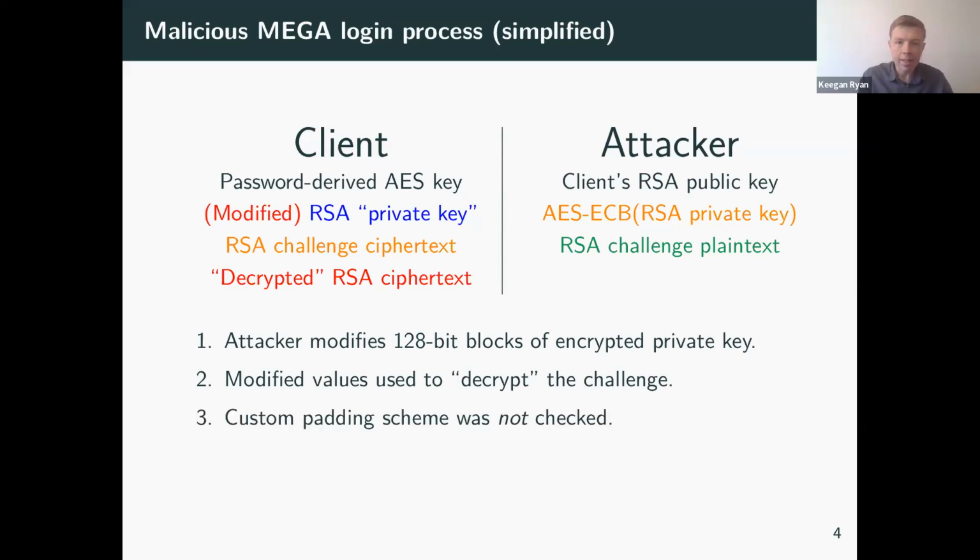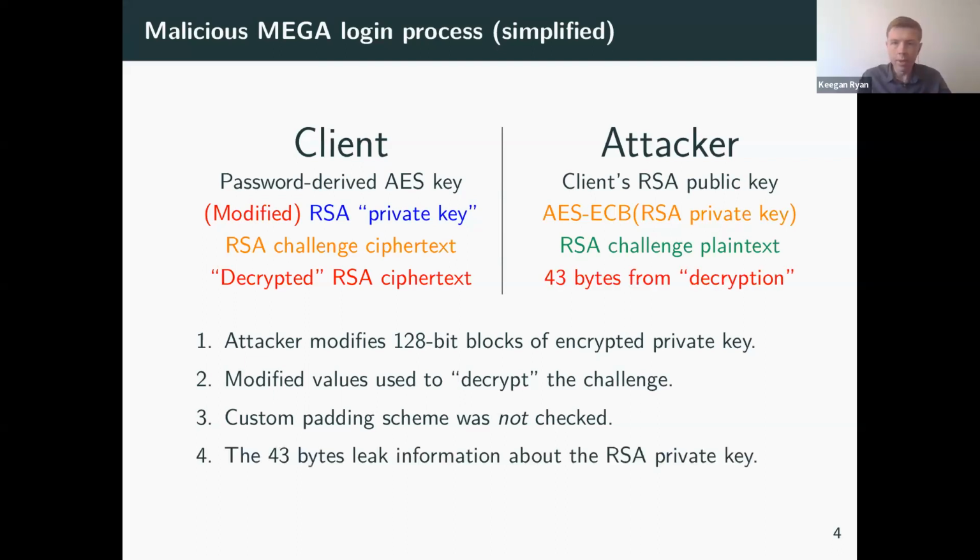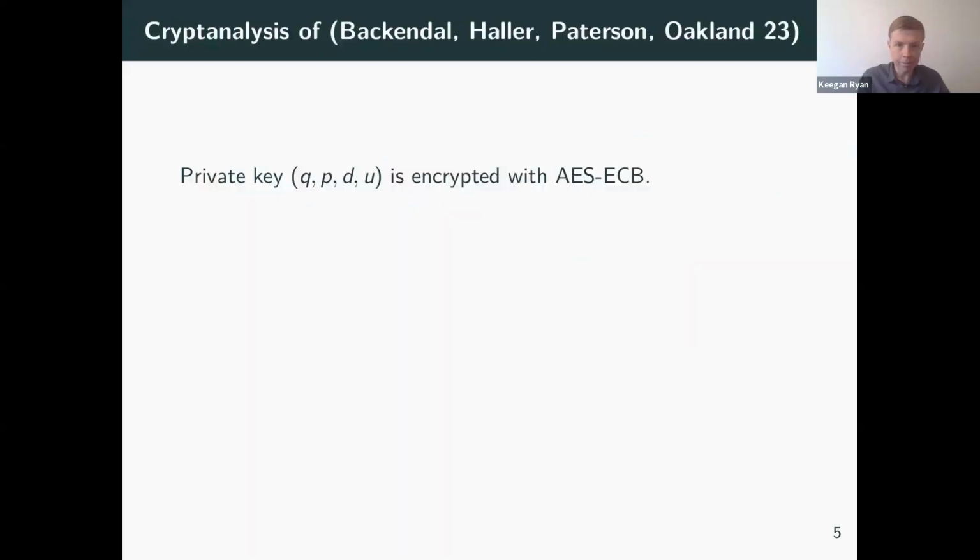When the client sends the resulting message to the attacker, it does not check that the 43 bytes were properly padded with this weird custom padding scheme. Instead, it just extracts 43 bytes from the most significant bytes of that buffer and sends it directly to the attacker. So then the goal for the attacker here is to use these 43 bytes to somehow infer information about what was on the client side, the information about what were the unmodified values of the private key and what were the modified values of the private key.